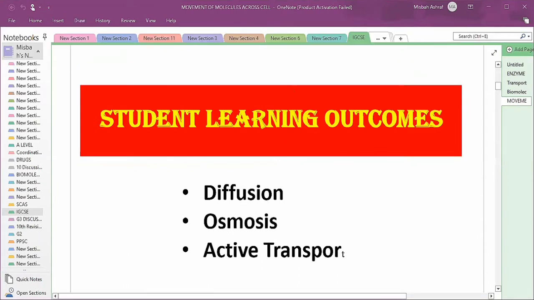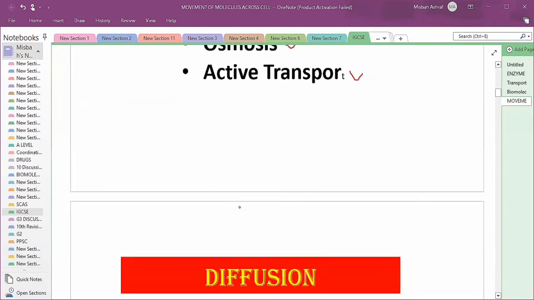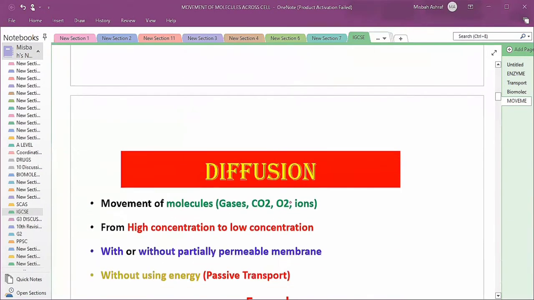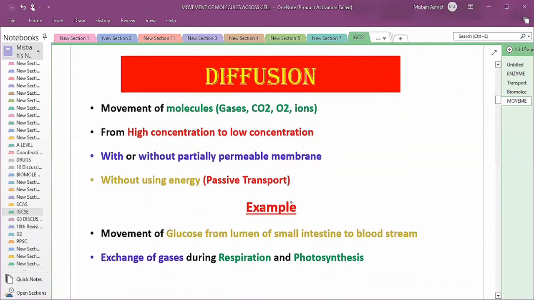Right? These are the learning outcomes of this chapter. At the end of this chapter, we will be able to know about diffusion, osmosis, and active transport, and we will also be able to design some experiments to find out the process of diffusion, osmosis, and active transport. And we will also study the surface area to volume ratio in this chapter, and see why these processes are important in living organisms, or important to life.